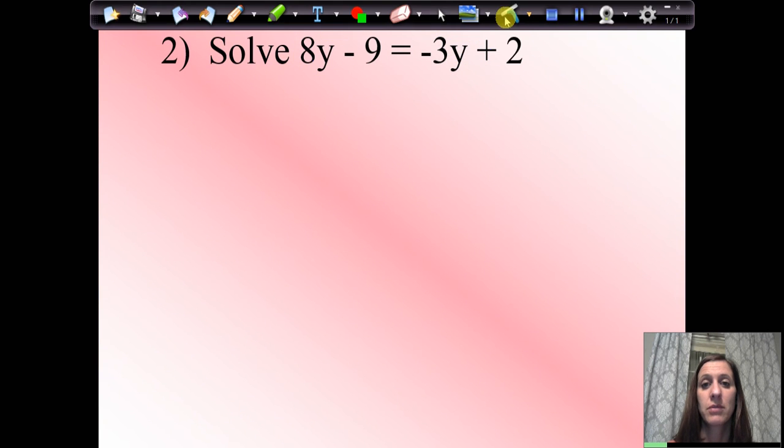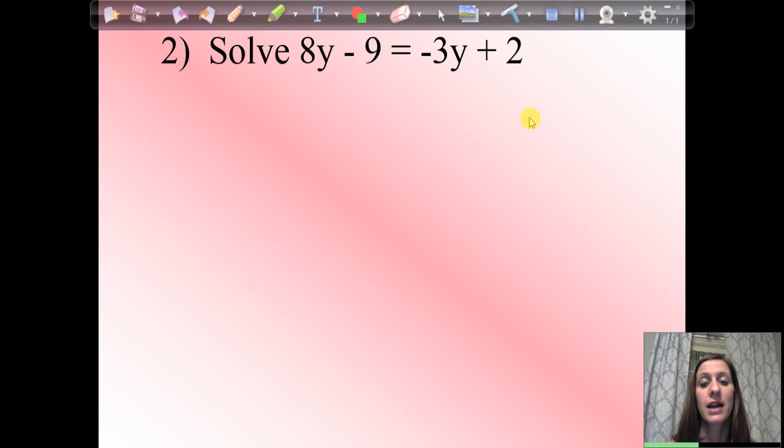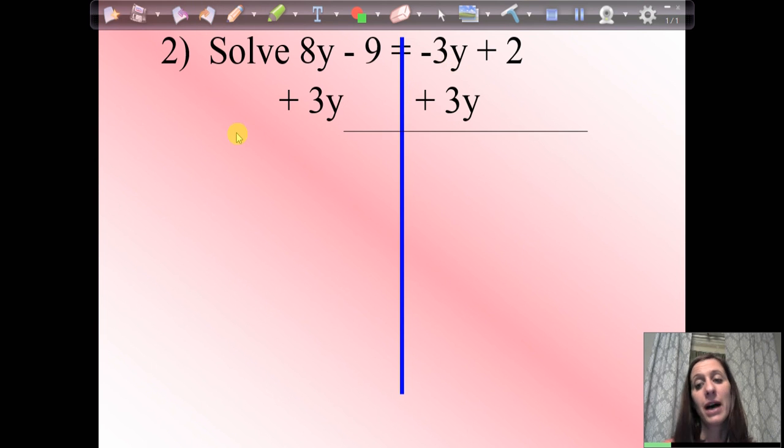Okay, here's our next example. Again, we have variables on both sides. We have 8y and negative 3y. I can either cancel this 8y by subtracting it, or I could cancel this 3y by adding it. What I'm going to do is I'm going to add 3y because, again, as I think through my problem, if I'm adding 3y, then I'm giving myself a positive variable. So 8y plus 3y, I'm going to add those together, and then negative 3y and 3y will cancel because those are opposites, and that's the additive inverse.